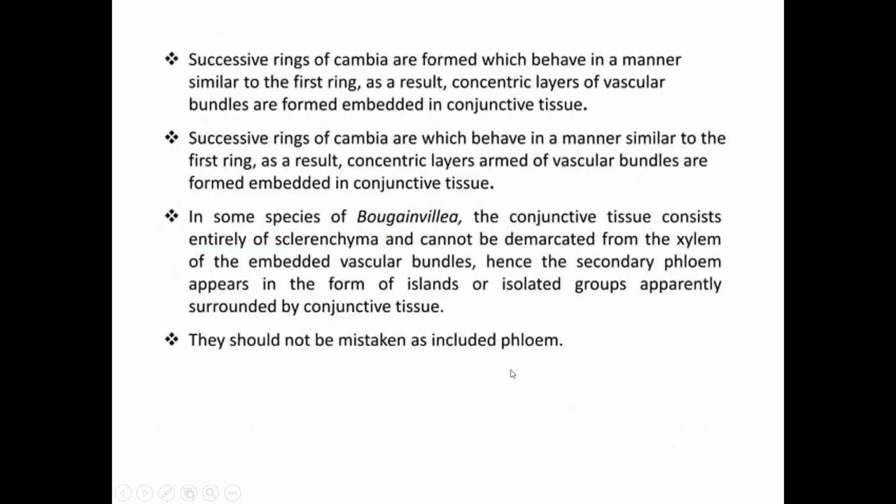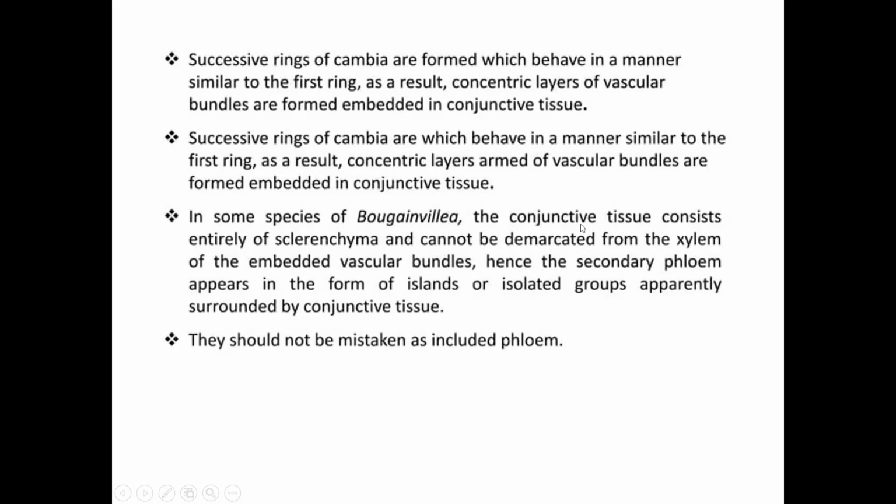So the successive rings of cambia are formed, which behave in a manner similar to the first ring. They produce secondary xylem and parenchyma cells inside and secondary phloem towards the outside. Like that, it produces many successive rings. In some species of Bougainvillea, the conjunctive tissue consists entirely of sclerenchyma and cannot be demarcated from the xylem of the embedded vascular bundle.